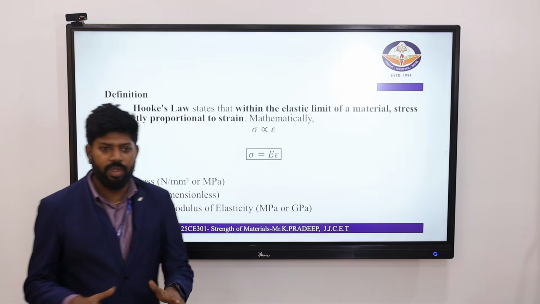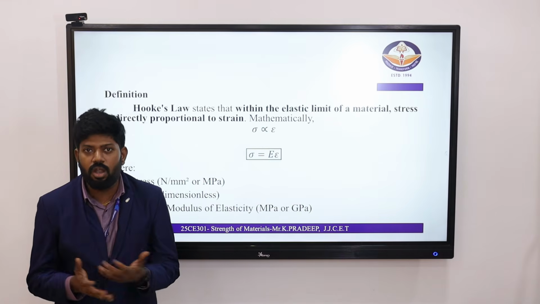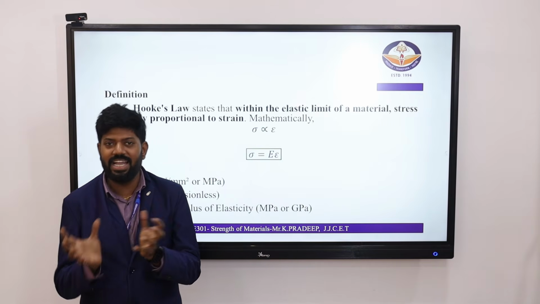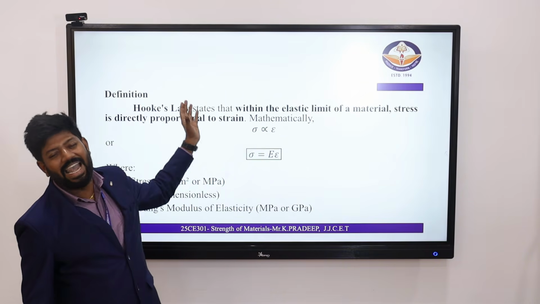Next we are moving to the important topic called Hooke's law. Why do we have to study Hooke's law? Because stress and strain are connected in this law. So, within an elastic limit.